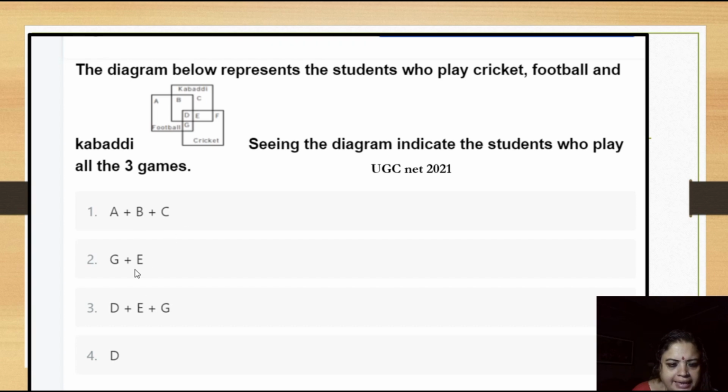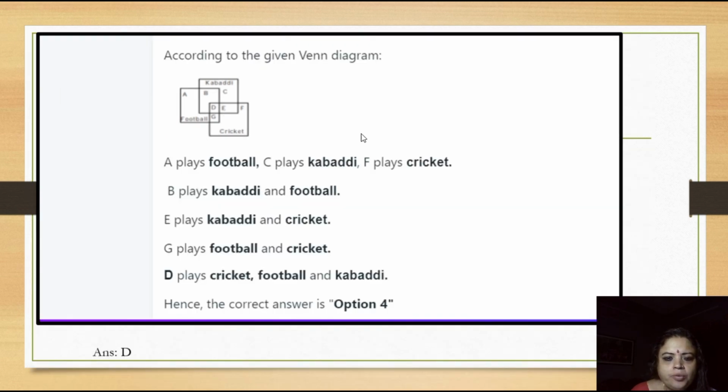A plus B plus C, like that. Four answers have been given. So seeing the diagram, we have to indicate all the students who play all the three games. Let us see this in a more careful manner. According to the given diagram, you can see that A is playing football, C is playing football, and F is also playing football. Then E is playing kabaddi and football, B and E is playing kabaddi and cricket. Then G is playing football and cricket, that we can see from the figure.